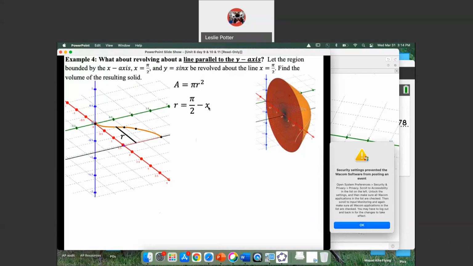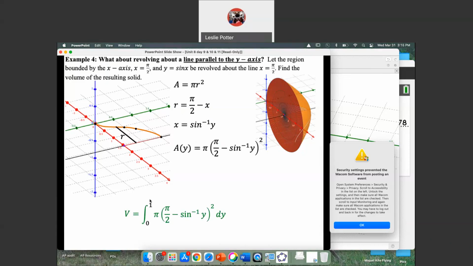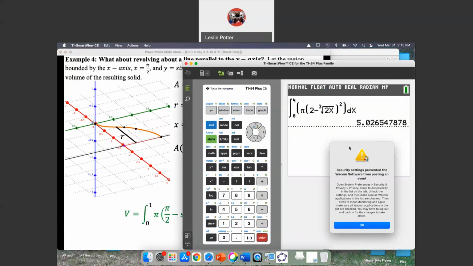And so we need an expression for the x coordinate, which means solving this for x. So in order to solve for x, you have to take the inverse sine of both sides. So we end up having the radius being pi over 2 minus the inverse sine of y. So we're going to square that, put that into our area function, and that's what we're going to have to integrate. And we're going to integrate from 0 all the way up to 1. So integrate from 0 to 1, pi times pi over 2 minus the inverse sine of y, quantity squared. Definitely a calculator question, so let's set this up on the calculator.